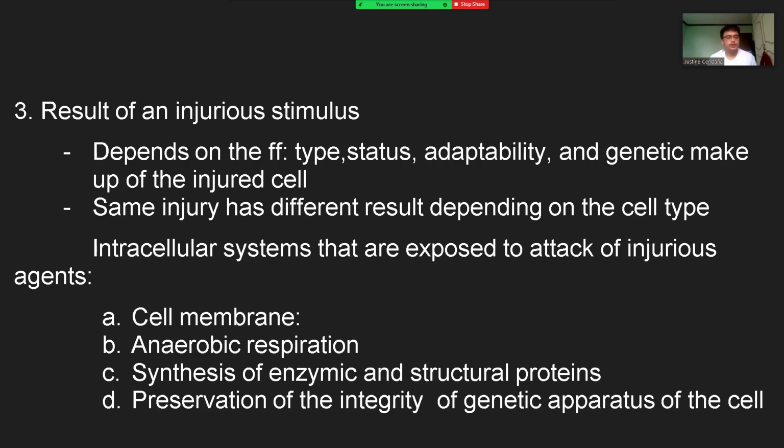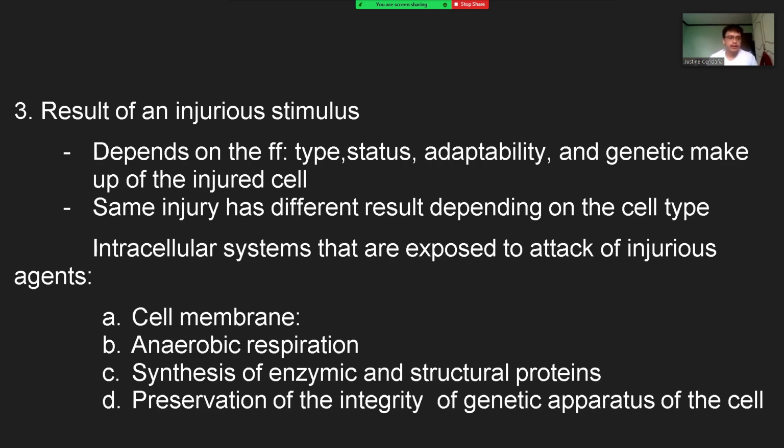The result of an injurious stimulus depends on the following: type, status, adaptability, and genetic makeup of the injured cell. The same injury has different results depending on the cell type. For example, striated skeletal muscle in the legs can endure complete ischemia for 2 to 3 hours without irreversible injury, whereas cardiac muscle dies after only 20 to 30 minutes.